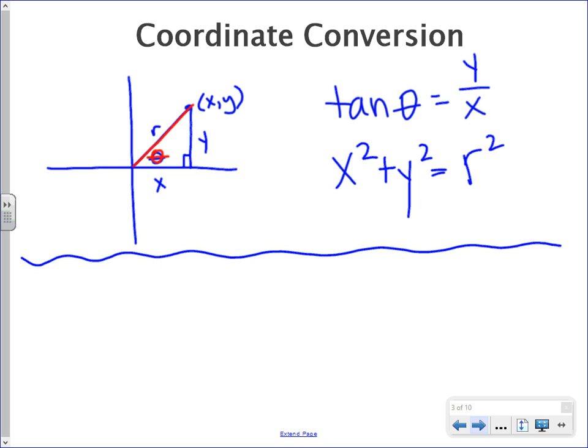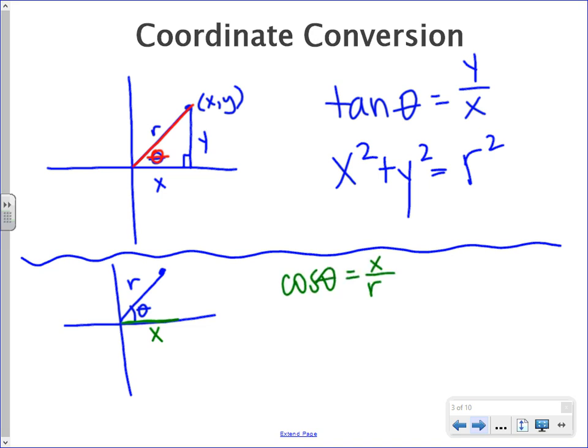If I give you a coordinate, r, comma, theta, how do I figure out what x is? Okay, we know that the cosine of theta is adjacent over hypotenuse. So x is going to be r times the cosine of theta.